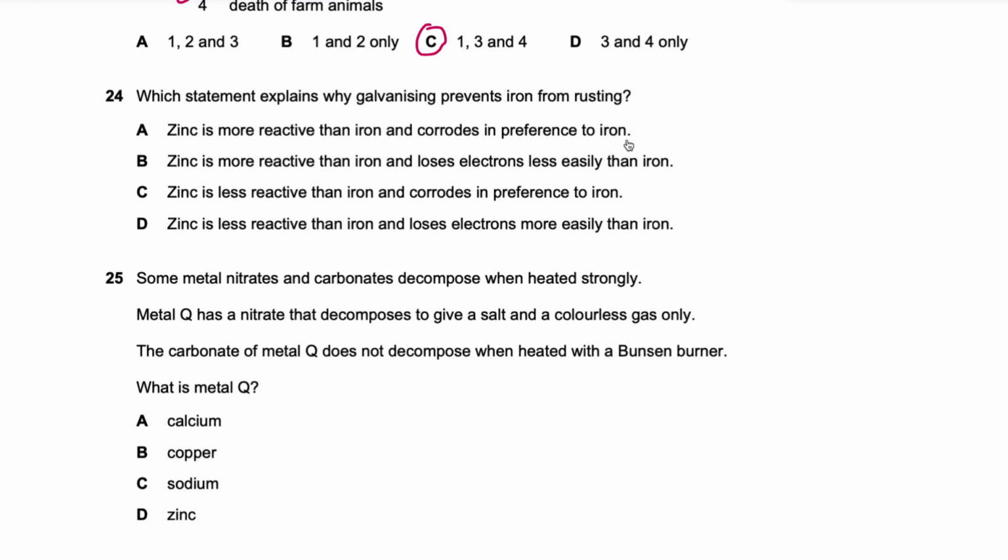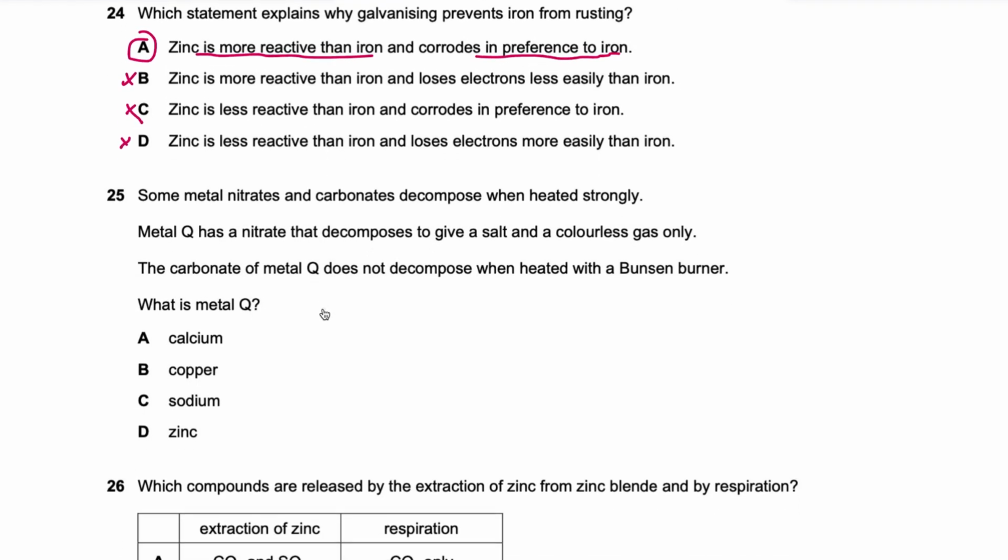It looks likely. It says zinc is more reactive than iron. That's correct, right? That first part is correct. It's more reactive than iron and corrodes in preference to iron. Yes, let's see. Zinc is more reactive than iron and loses electrons less easily than iron. No. Doesn't lose electrons less easily. Zinc is less reactive than iron. No. Zinc is actually more reactive. Anything less reactive is already wrong. The answer was actually between A and B, so the answer is A. Okay, now we go to question 25.